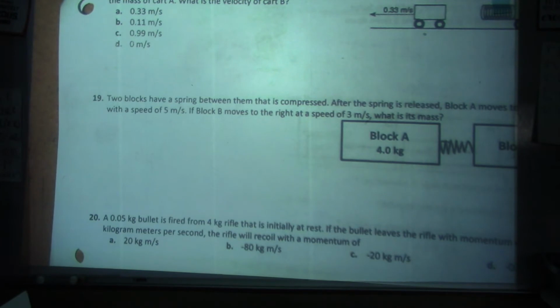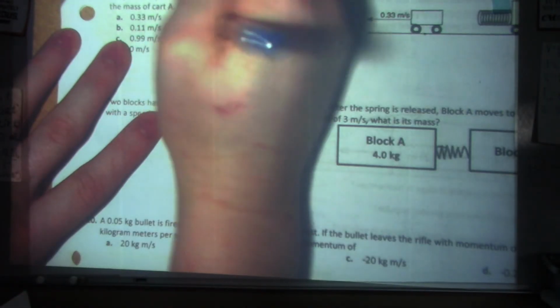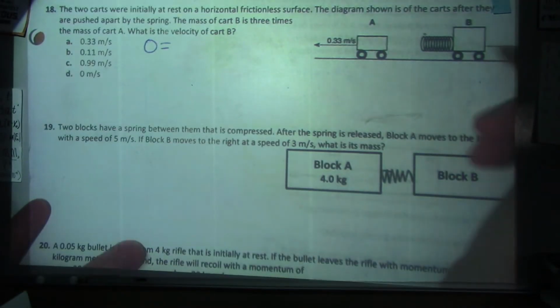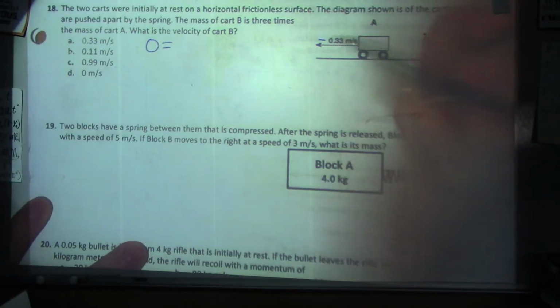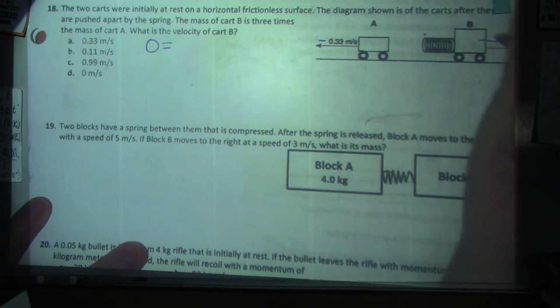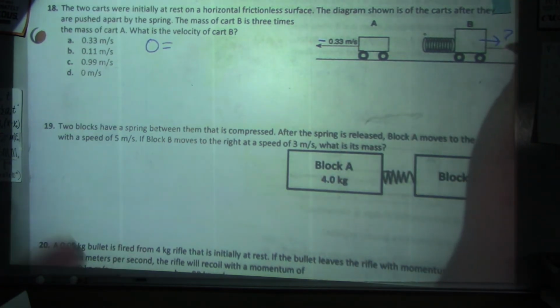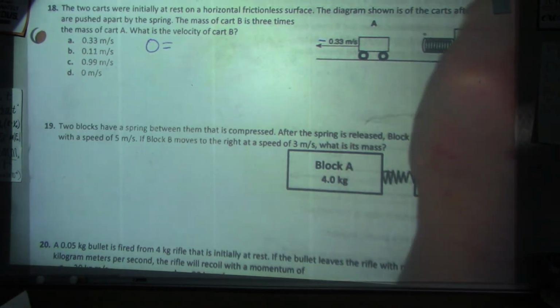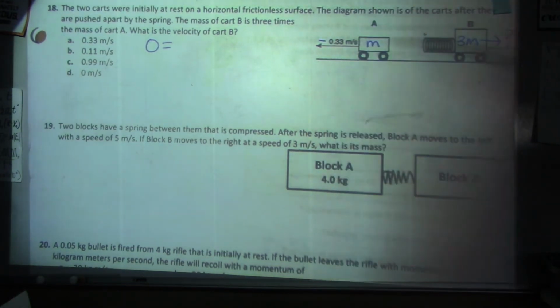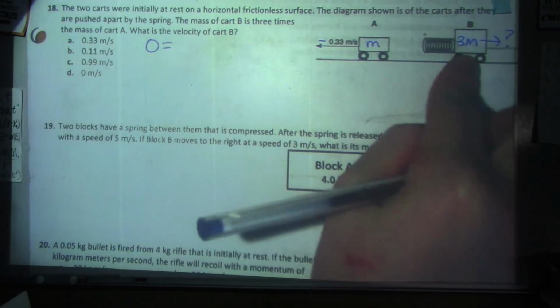Two carts initially at rest, so that means if both of them are initially at rest, they have a total momentum of 0 beforehand. And they are being pushed apart. I'm going to make this negative because it's going to the left, and then I'm looking for this guy's velocity. And I don't know the actual mass, but what I know is that this one has 3 times the mass, so I'm going to call it m and 3m.